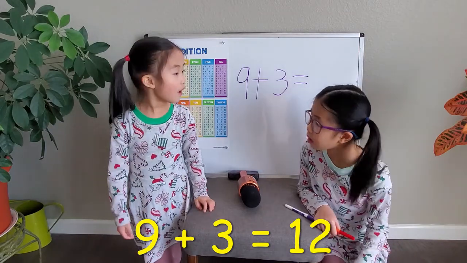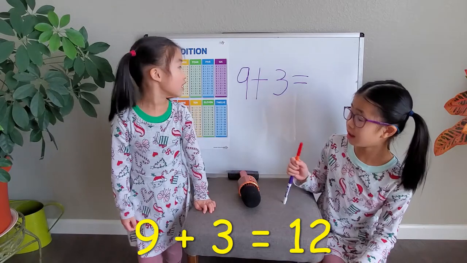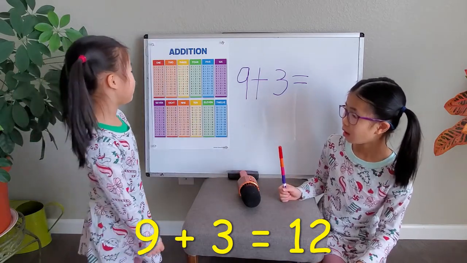Hey, KK. What? What is the smallest number in this equation? 3. Which one is 3?